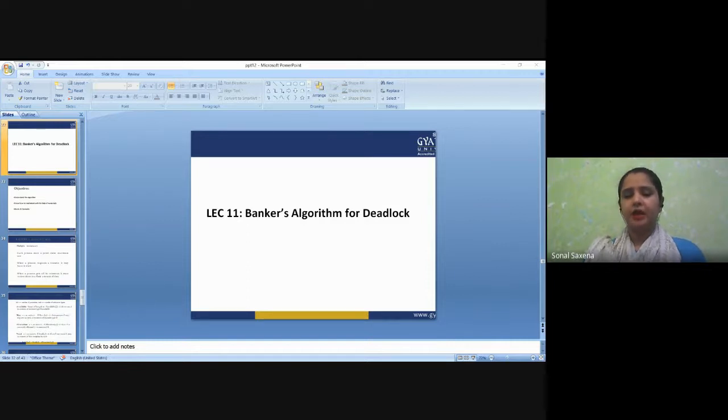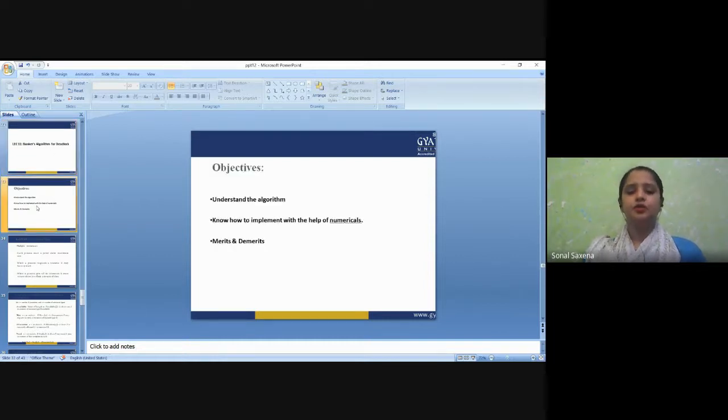Now we are coming up with the next algorithm about deadlock, which is called the Banker's algorithm, and we are going to see how we can prevent our system from going into a deadlock state. So quickly, let's see what today's objectives in this lecture are, and then we'll move forward for the rest of the part. For today's lecture, the objectives are that we are going to understand the Banker's algorithm. Then we'll know how we can implement it with the help of numericals.